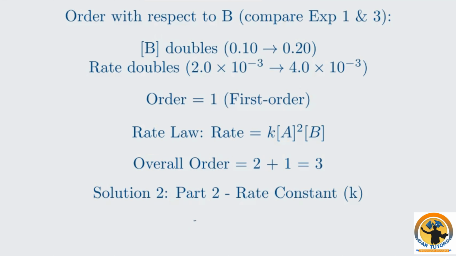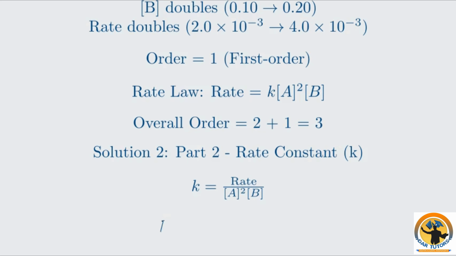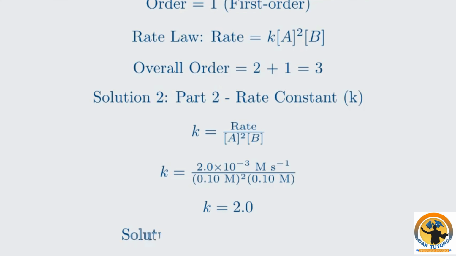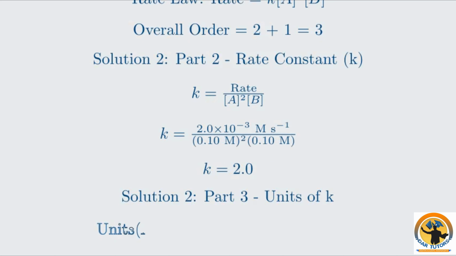Now let's find K using experiment 1. Rearranging the rate law, K equals rate divided by A squared times B. Plugging in the values, K equals 2.0 times 10 to the negative 3 divided by 0.1 squared times 0.1. This gives us a value of 2.0. Finally, for the units. The units are M per second divided by M cubed, which simplifies to M to the negative 2 s to the negative 1.